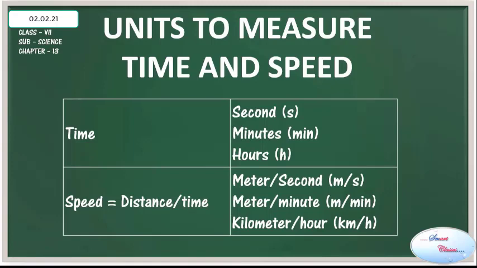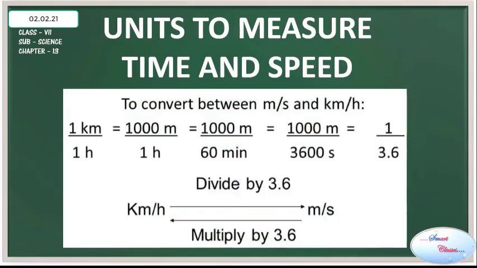Of course, it could be expressed in other units such as meter per minute or kilometer per hour. To convert between meter per second and kilometer per hour, you divide by 3.6 when you have to change the larger unit into the smaller unit, and you multiply by 3.6 when you have to change the smaller unit into the larger unit, that is meter per second into kilometer per hour.